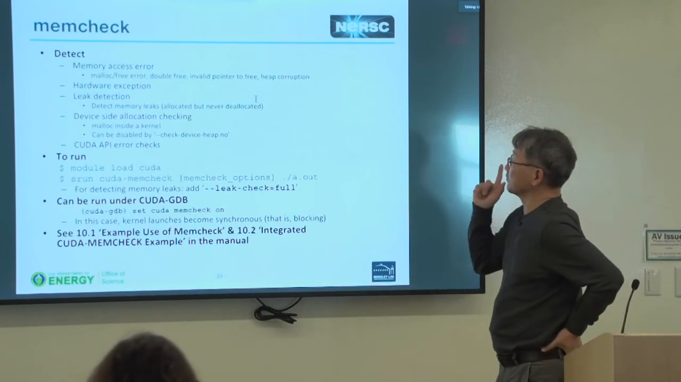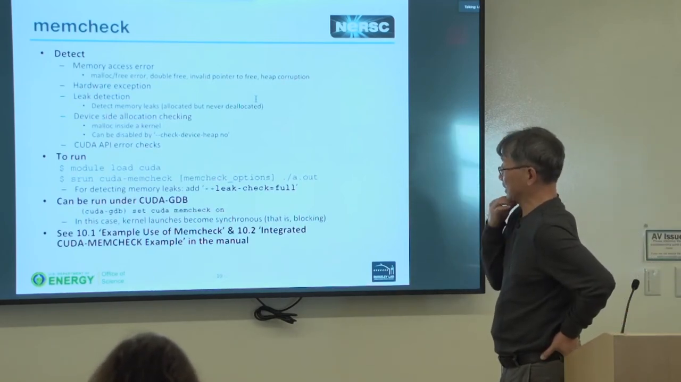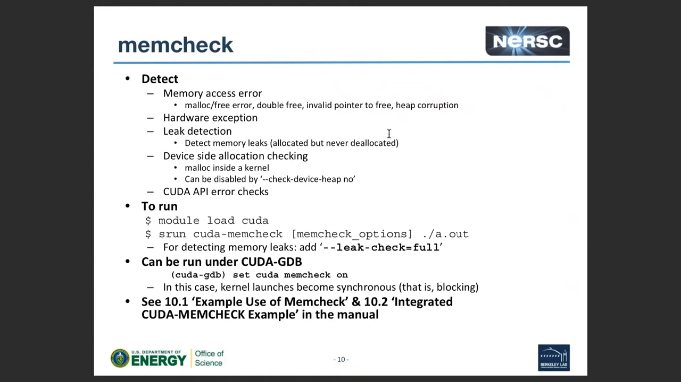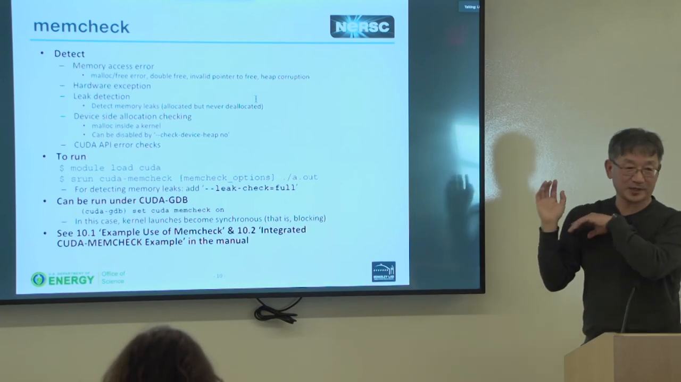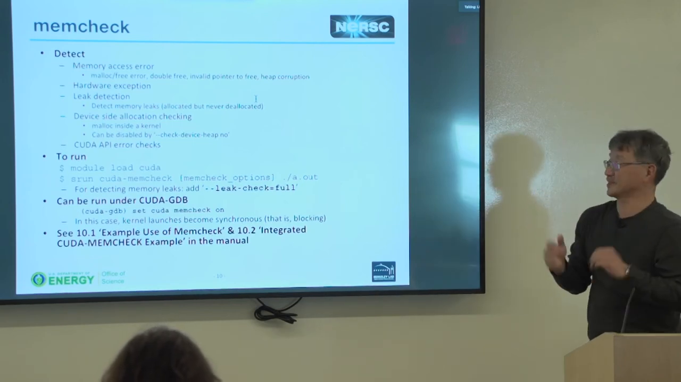So the first tool is CUDA memcheck. This is to detect memory access errors, like malloc/free problems, double free, invalid pointer to free, heap corruption, et cetera. Besides that, it also detects some other kinds of errors, such as hardware exceptions or CUDA API error checks. Another important thing is memory leaks, right? You allocate the memory, but you forgot to deallocate before you get out of the kernel, for instance.